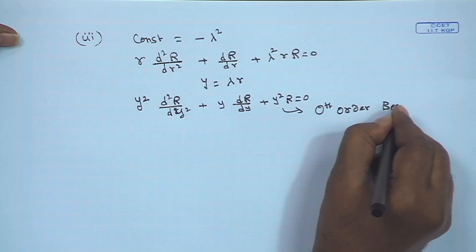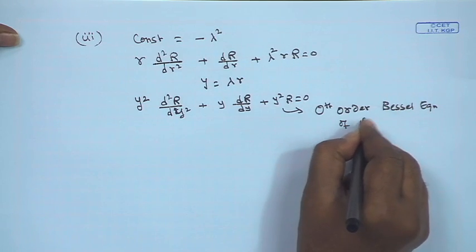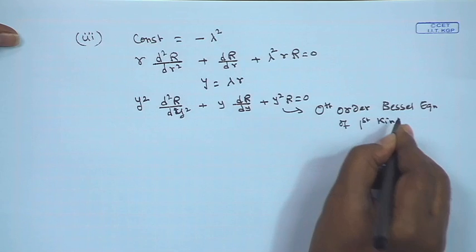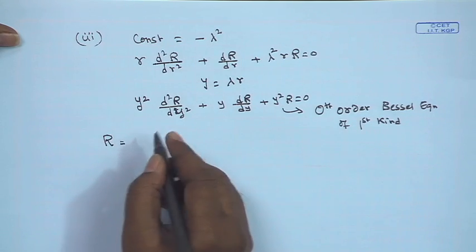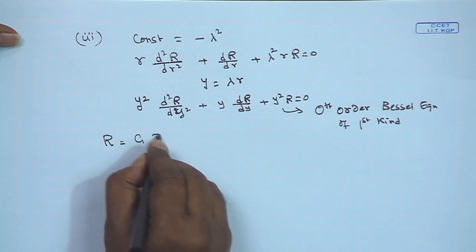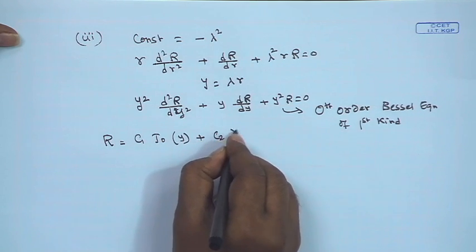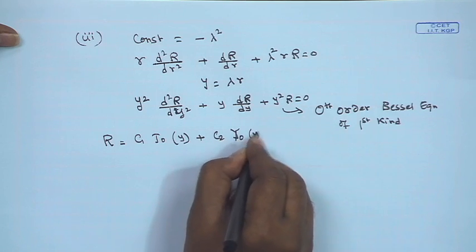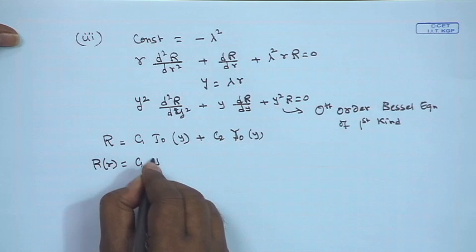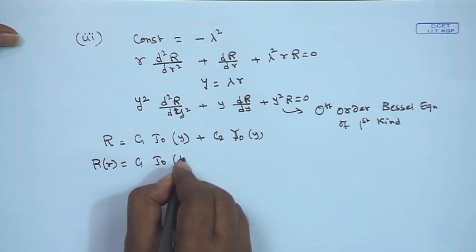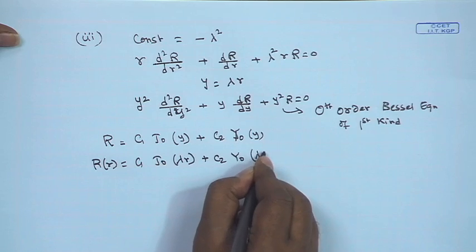order Bessel equation of first kind. So, the solution is composed of J0 and Y0: C1 J0(y) plus C2 Y0(y). And in terms of r, this becomes C1 J0(lambda r) plus C2 Y0(lambda r).